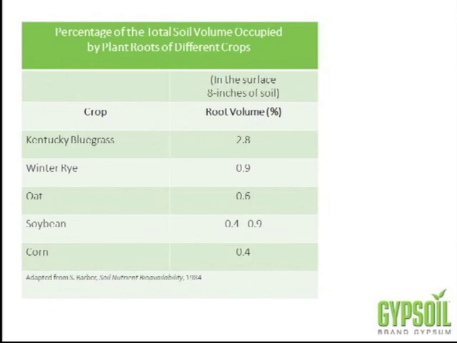If you look at the soil and what's occupied in the soil by the root volume, if you look at corn there on the bottom, it says in the top 8 inches of soil that a crop is grown in, that crop is only touching about 0.4% of the soil in the top 8 inches. So it's a very small amount. So it's very important that we can increase that root mass to try to maximize that.